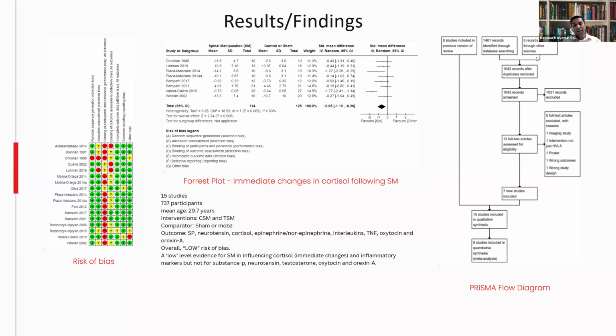For this update, we had a low level of evidence that spinal manipulation can influence cortisol levels. But there was no evidence for any changes in substance P or neurotensin or oxytocin, etc. And there was a bit of a change from our initial review. In our initial review back in 2017, we did see some changes for these biochemical markers, but with the update, the level of evidence has changed.